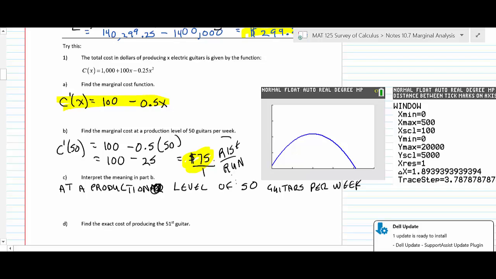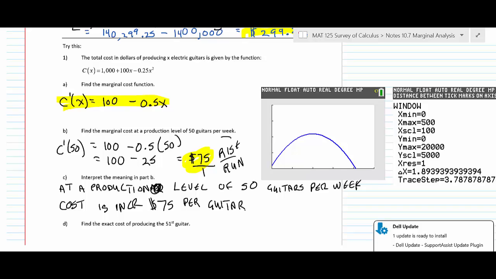So you would say at a production level of 50 guitars per week, the cost is increasing because that's a positive number. So we'd say it's increasing $75 per week, like that. Is it per week or? No, per guitar, not per week, per guitar. I just caught myself on that. So every time you produce another guitar, the cost is going up by $75. That's the idea. So that's the way I want you to write that then.